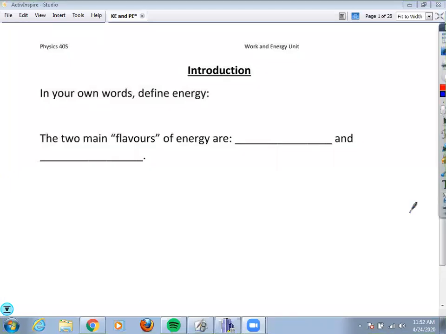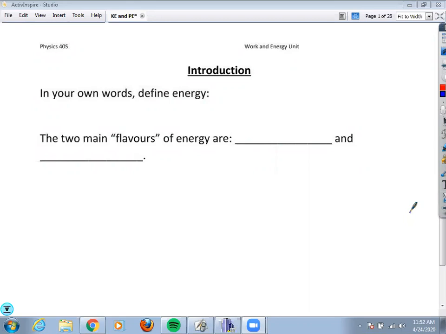All right, in this lesson today, we're going to be exploring all different types of things related to energy. We'll be looking at kinetic energy, potential energy, different types, the work energy theorem, as well as we'll be exploring the conservation of mechanical energy.